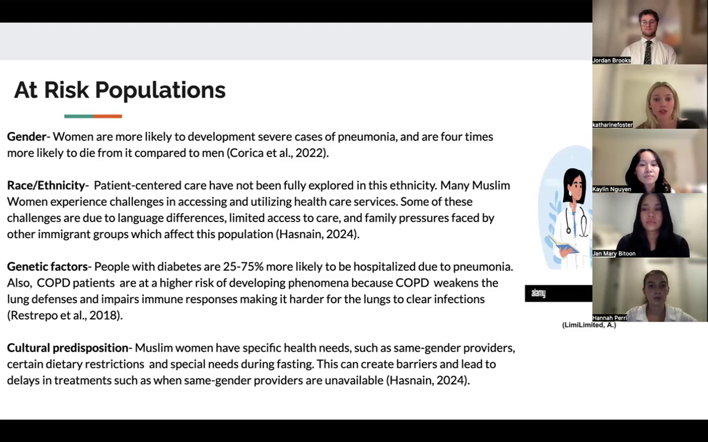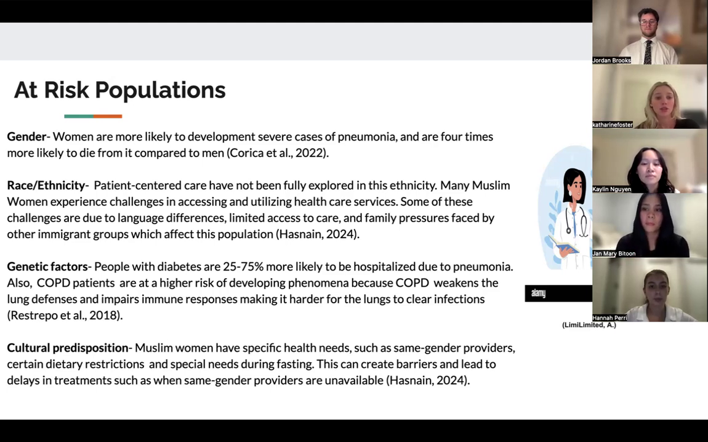And then for some genetic factors, so for her genetic factors, I included COPD and diabetes. People with diabetes are 25 to 75% more likely to be hospitalized due to pneumonia. And then also with patients with COPD, they're at higher risk of developing pneumonia because COPD weakens the lung defenses, which can make her more susceptible.